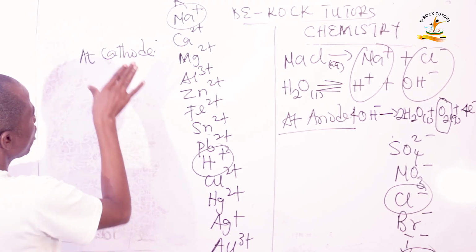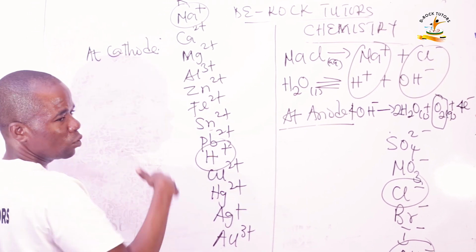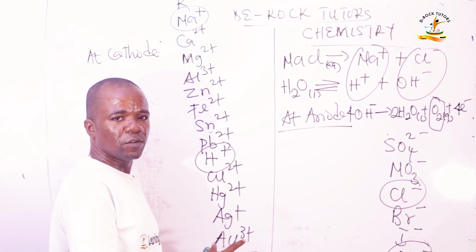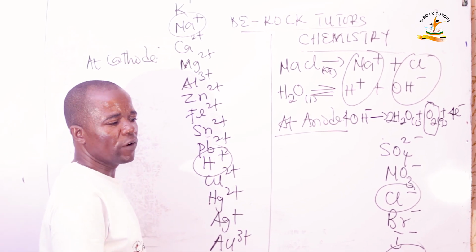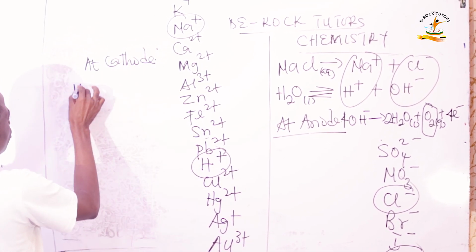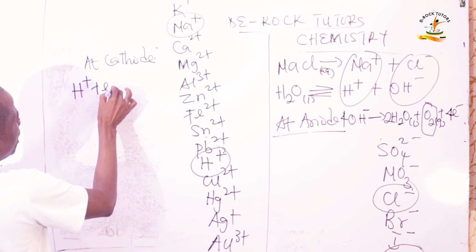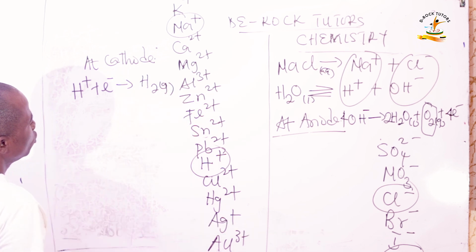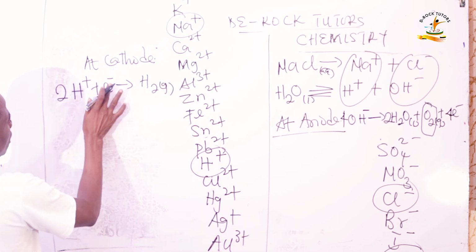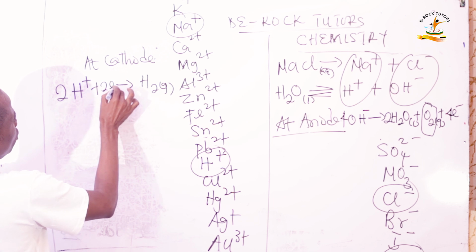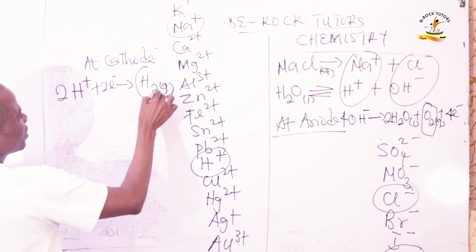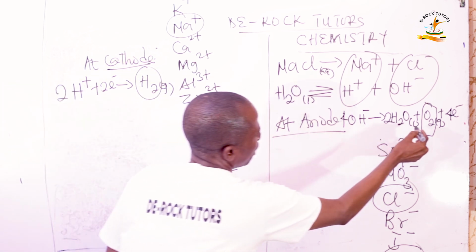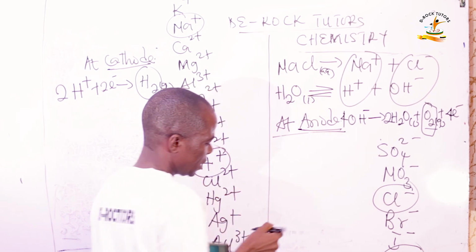We know what kind of reaction occurs at the cathode, that is reduction. What is reduction? Reduction can be defined, among other definitions, as gain of electron. So what happens? Hydrogen ion will gain electron to become discharged as hydrogen molecule. To balance this, we put two here, and then we put two here. So we can see that hydrogen gas is produced at the cathode, and oxygen gas is produced at the anode.